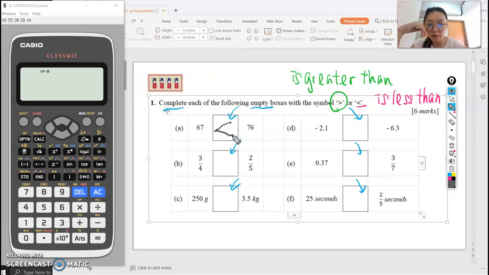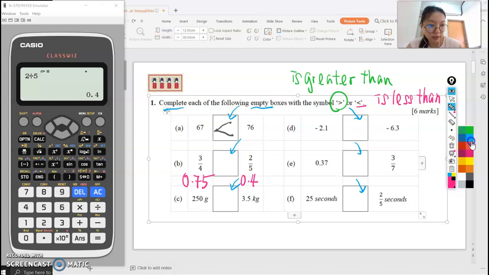Look at B. 3 over 4, 2 over 5. This is fraction. You can always use calculator to get it in decimal. So you pressed S-D, becomes 0.75. Put down here 0.75. And then you have 2 over 5. I have 0.4. So this is 0.4. So which one is larger?